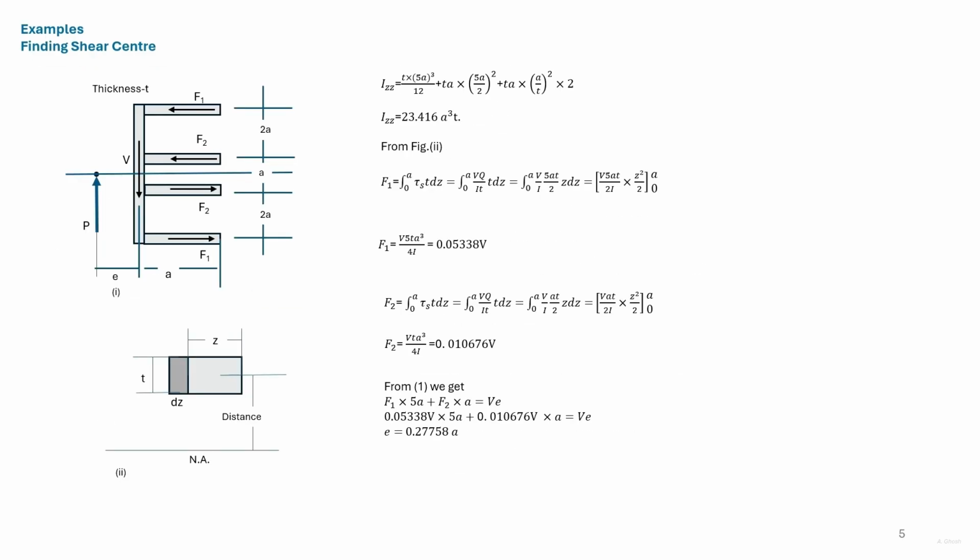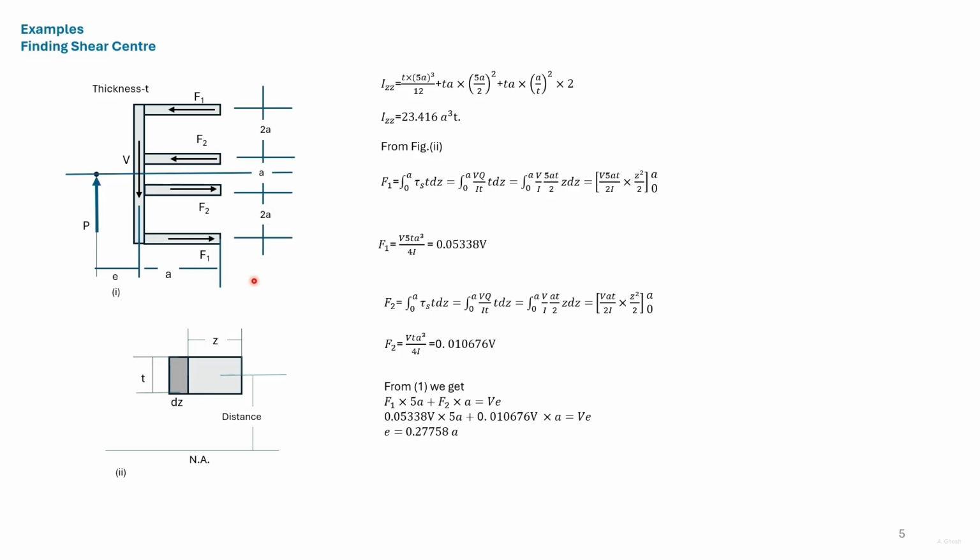We find the shear center for this cross section. These two horizontal arms are at a distance a by 2 from the neutral axis, and these two horizontal arms are at a distance of 2.5 a from the neutral axis. If a force acts as shown, then the shear flow will create forces as directed in this diagram. The thickness is constant.